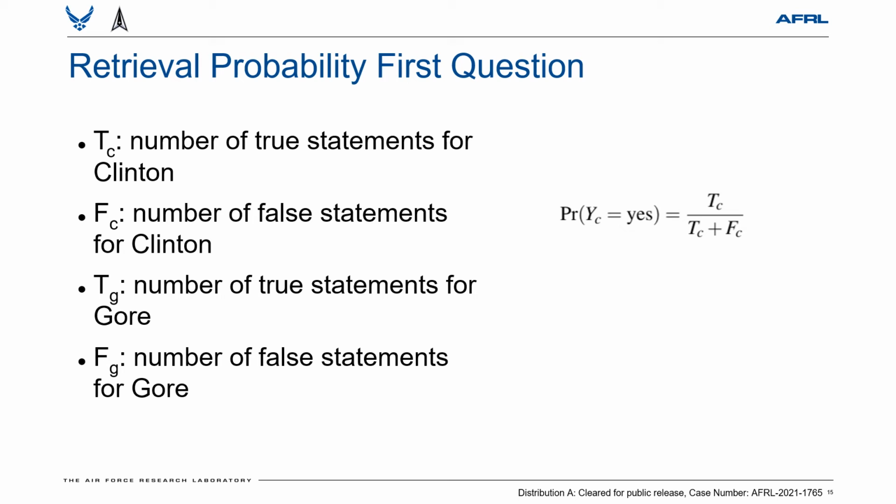The equations can be rewritten to reflect the ratio of true to false statements. We define TC as the number of true statements for Clinton, FC as the number of false statements for Clinton, TG as the number of true statements for Gore, and FG as the number of false statements for Gore. For example, if there are 3 true statements and 1 false statement for Clinton, the predicted probability of yes is 0.75.